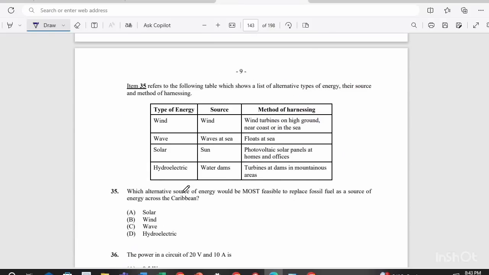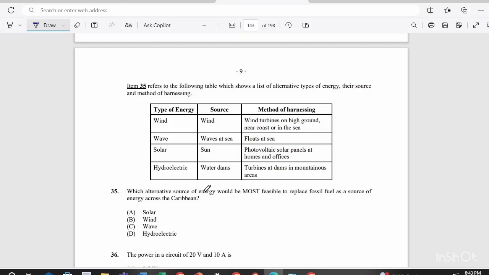Question 35. Item 35 refers to the following table, which shows a list of alternative types of energy, their source, and method of harnessing. The type of energy, wind, the source, the wind, method of harnessing, wind turbines on high ground near coast or in the sea; waves, the source, waves at sea, floats at sea; solar, the sun, photovoltaic solar panels at homes and offices; and hydroelectric, water, dams, turbines at dams in mountainous areas.